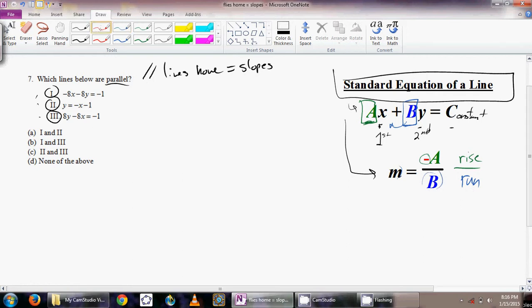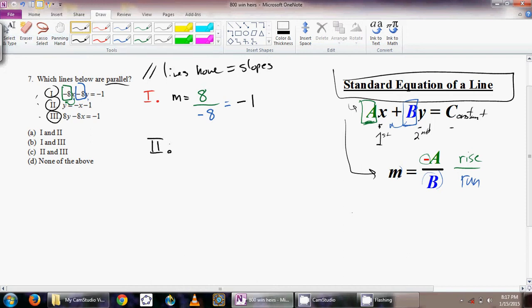So let's look at number 1. Line 1 is already in the standard equation of a line. There's the x, there's the y. So I know slope will be equal to, I take the coefficient on my x and negate it. Well, that would become positive 8. And then divide that by the coefficient on my y, minus 8. Well, 8 over minus 8 is minus 1. So the slope for line 1 is minus 1.